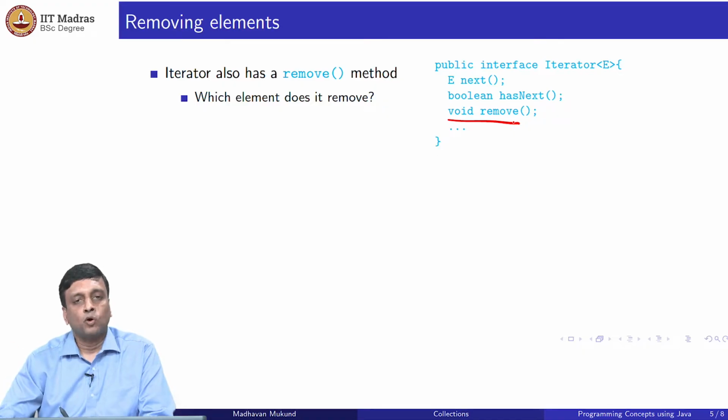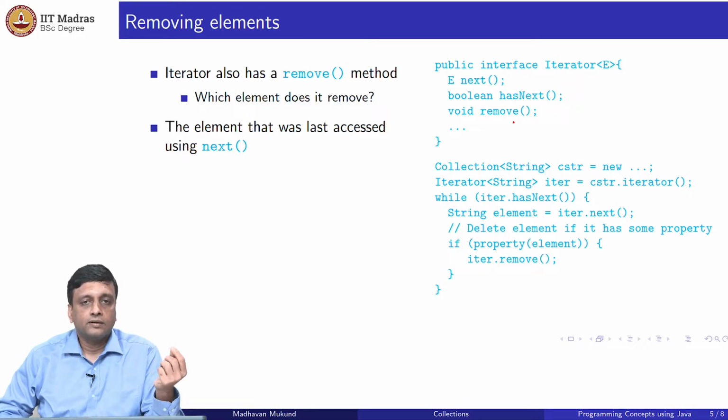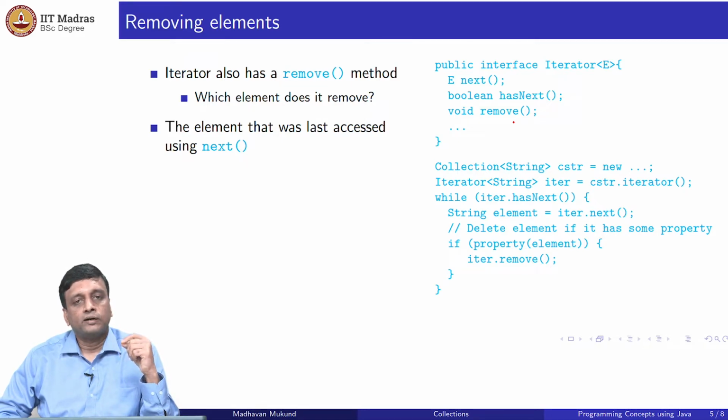So what does remove mean? The way that we go through a list or a collection is by using this iterator and using next. So at any point next has returned some value to us. So what remove does is that it removes that value.